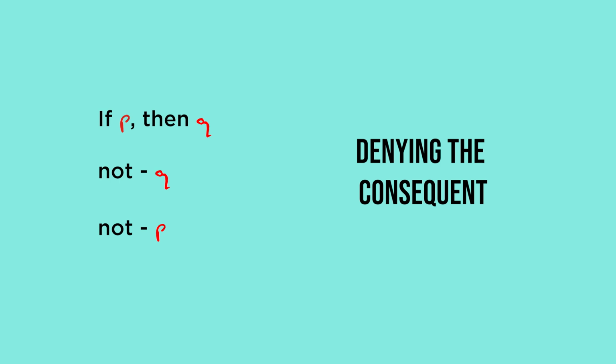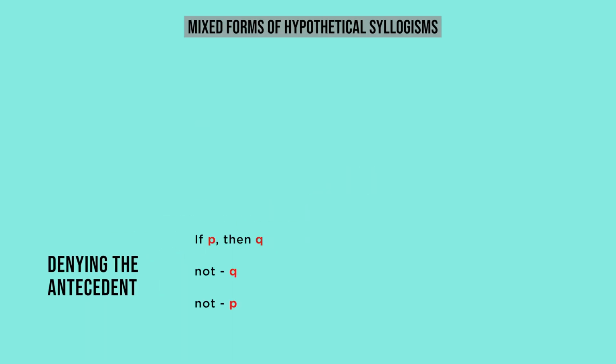That's denying the consequent. You can only do two things in a hypothetical syllogism: affirm the antecedent and deny the consequent.